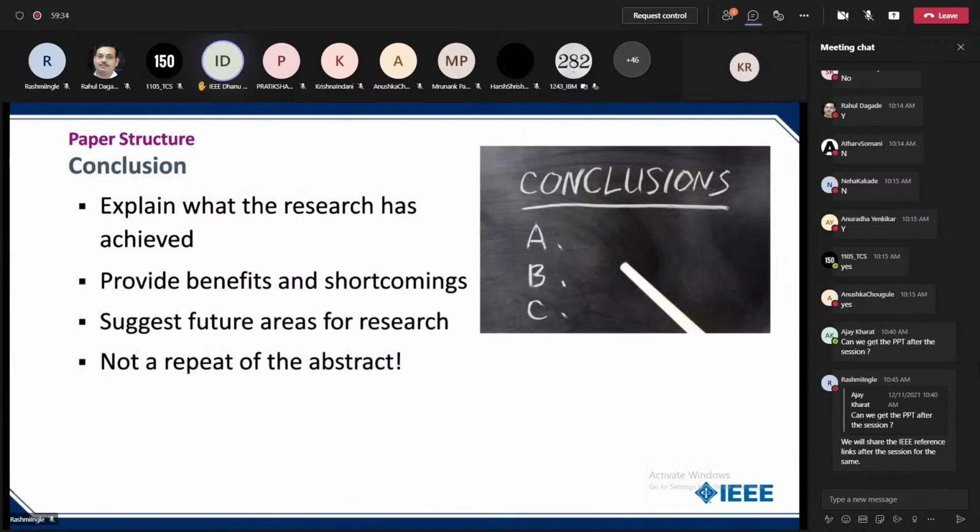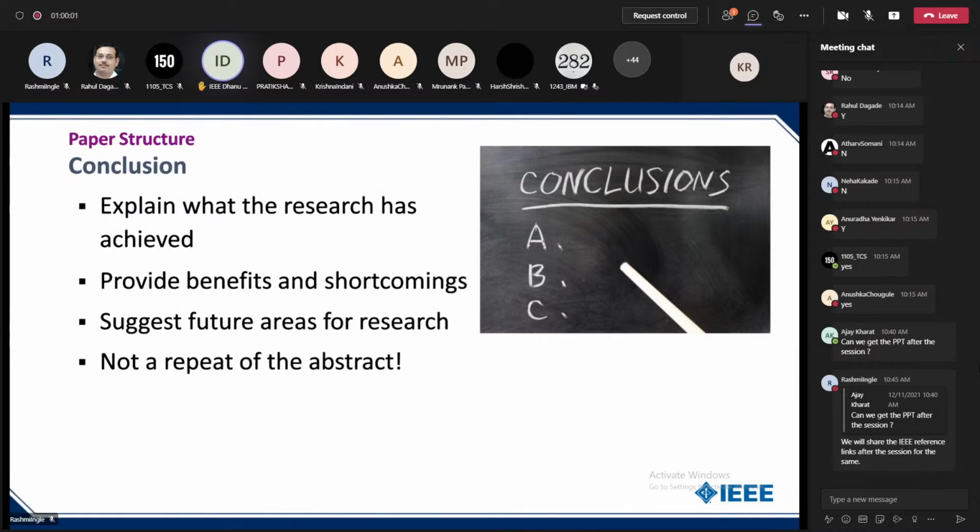Conclusion: what the research has achieved. You have the results now, you have the complete understanding, you have the final results, and now in the conclusion you need to highlight what the research has achieved. You need to go back to the introduction and look at the questions posed in the beginning of the article, and then check whether these questions are answered at the end of the article. This is something which is very meaningful here.